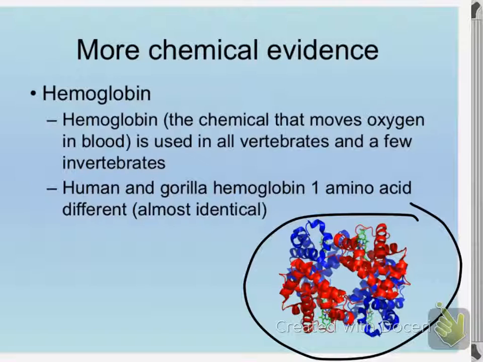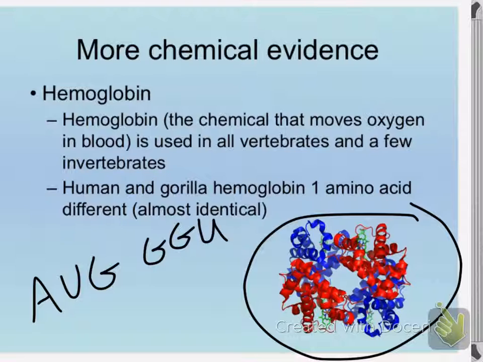How many DNA bases are represented by 1 amino acid? Vote with your fingers. Remember protein synthesis? A, U, G, G, G, U. 1 amino acid is coded for by 3 little DNA bases. So it's 3 bases different in the cells in gorillas that code for that amino acid compared to ours. Okay.